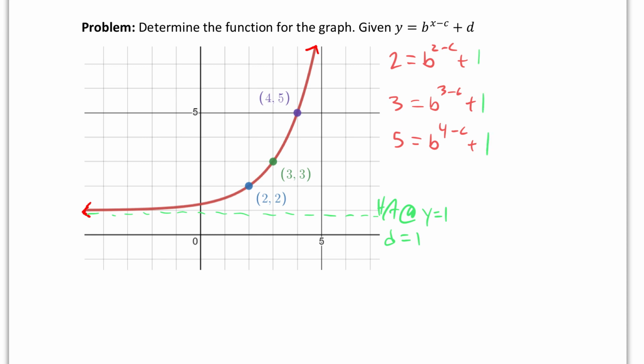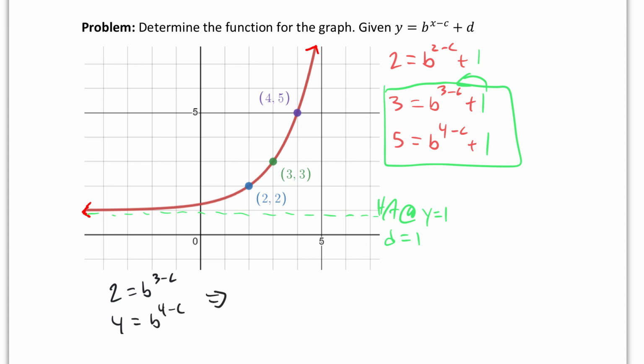Now, we don't actually need to use all of the equations here. We could just use these last 2, and we'll go ahead and divide them. But I think it would be easier, before we divide them, to isolate the exponential. We don't want to have that plus 1 there. We want to move the plus 1 over to the other side. So that's going to give us the following: 2 equals b to the 3 minus c, and 4 equals b to the 4 minus c. Now if we divide them, 4 divided by 2 is going to be 2, equals b to the 4 minus c over b to the 3 minus c.